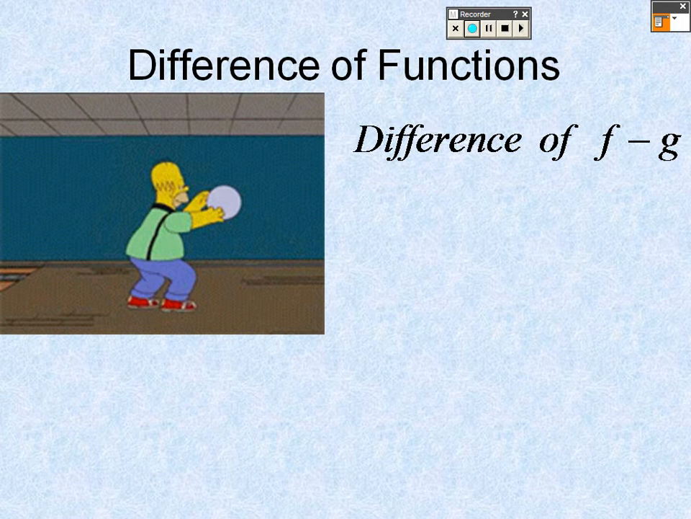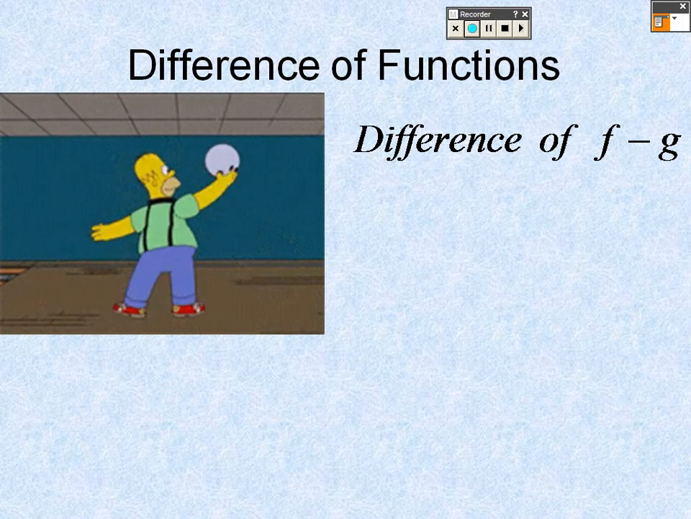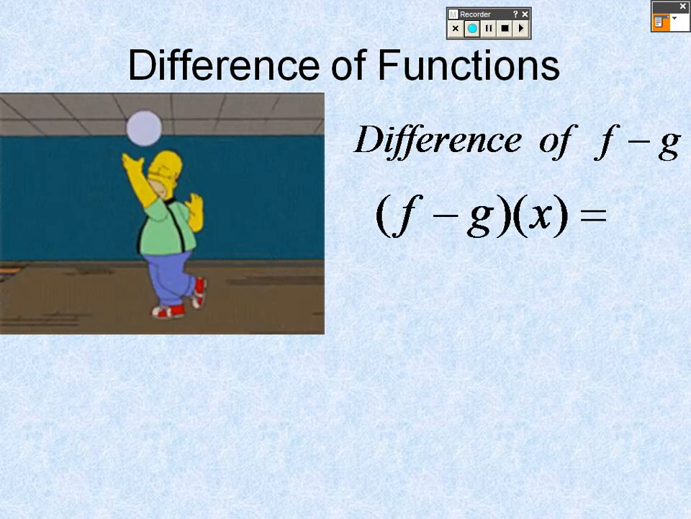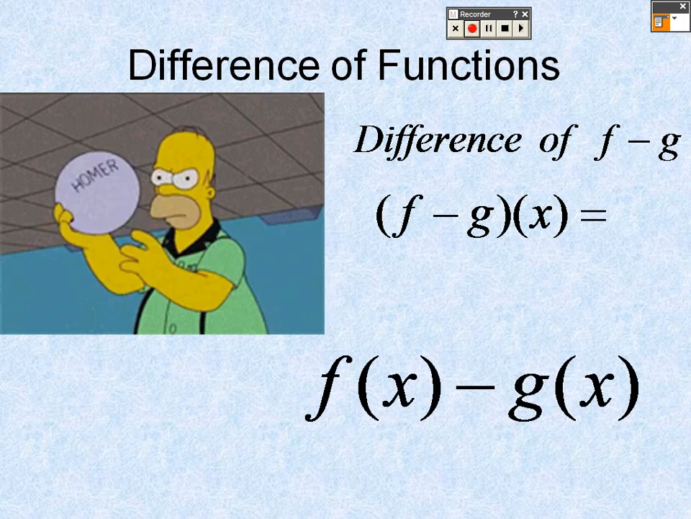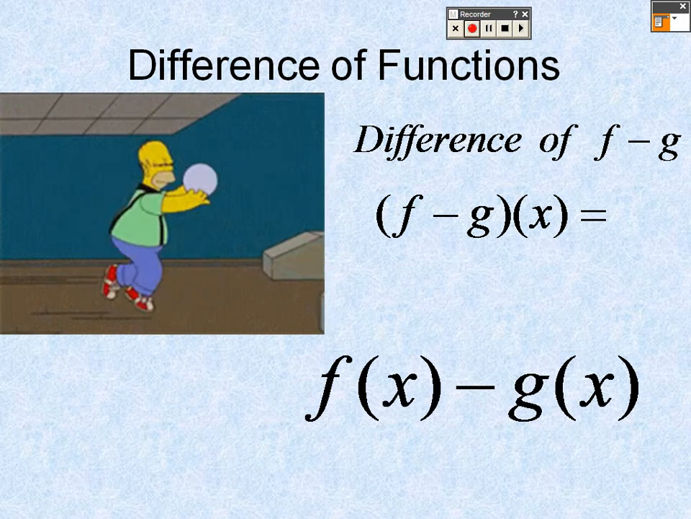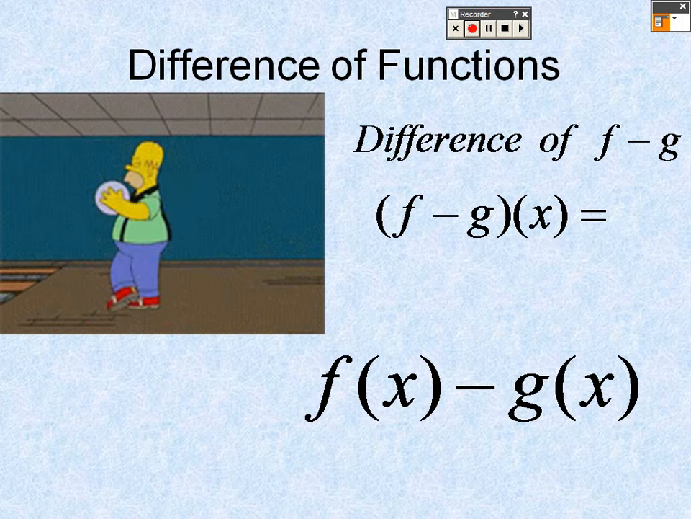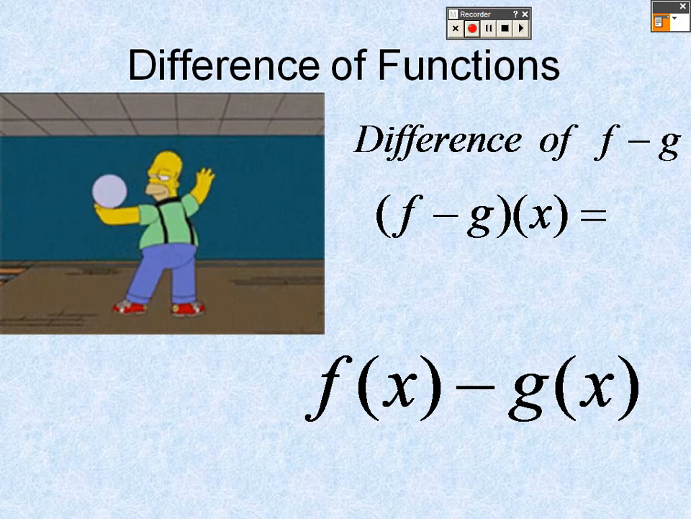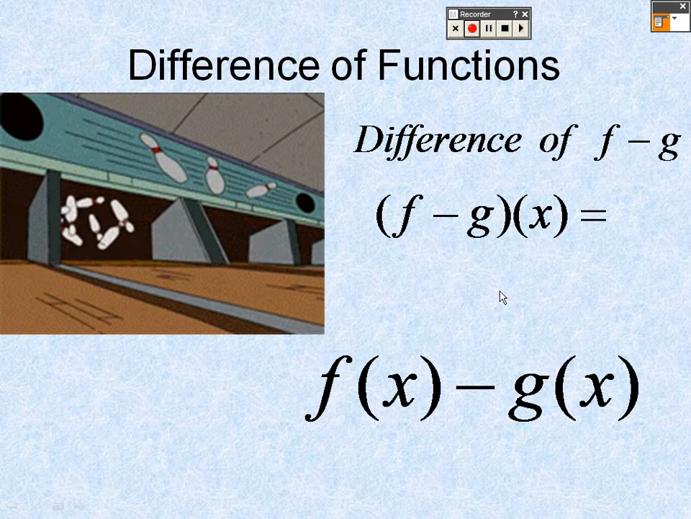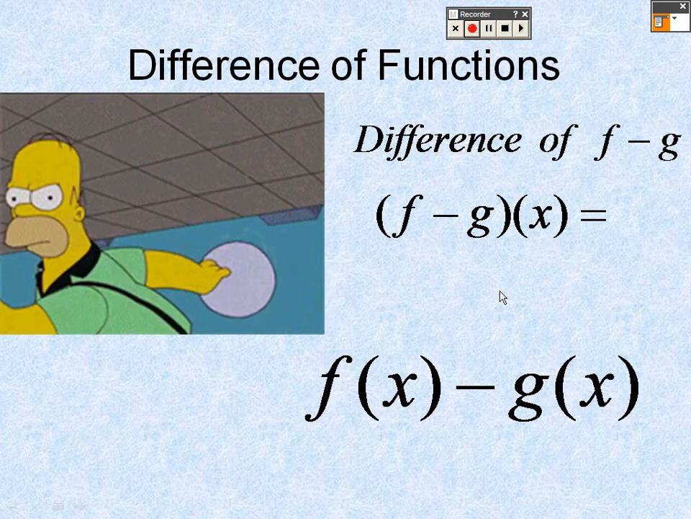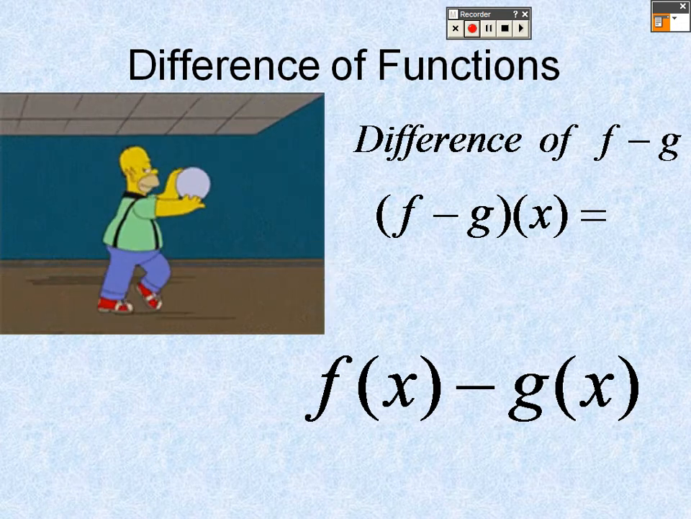Difference of functions, it's just subtracting. So you take the two functions and you subtract them. That's really all you're doing. And here are the different ways that you might see them throughout doing it. You could have f of x minus g of x, which is this one at the bottom, or you could have the f minus g of x.